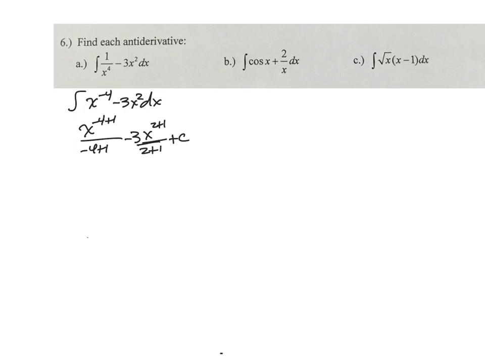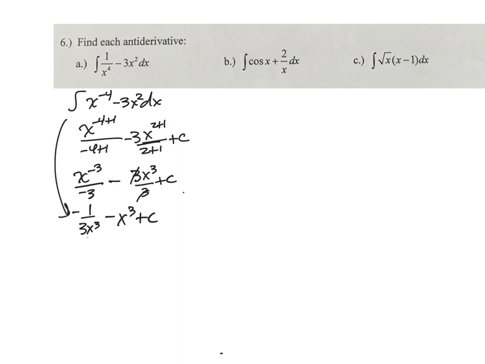And then simplifying a little bit, we'd have x to the -3rd over -3, and then minus 3x cubed over 3 plus c. Just simplifying a little bit more, I'm going to rewrite the first term without the negative exponent, and then we can cancel the 3's here. So we would end up with -1 over 3x to the 3rd, and then minus, these 3's will cancel, x to the 3rd plus c. And again, you could certainly go from here to here. You don't need to write all that work, but I just want to make sure you could follow along.